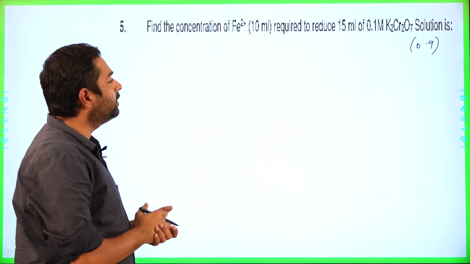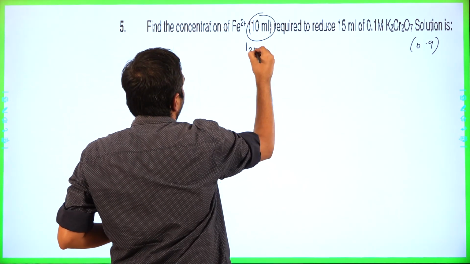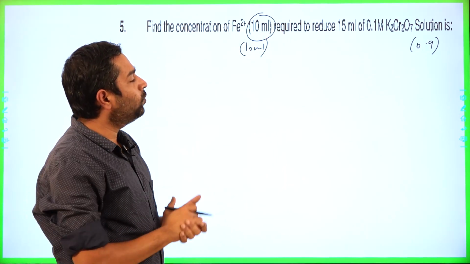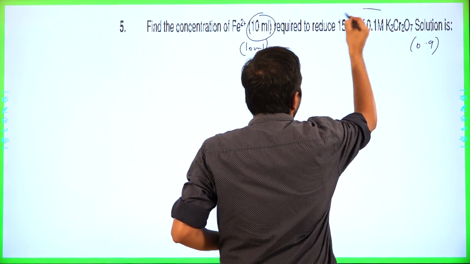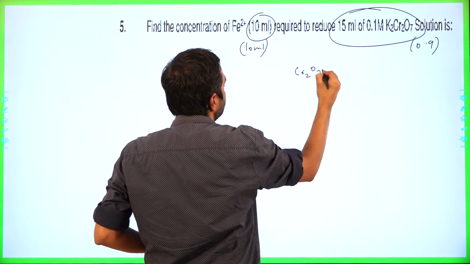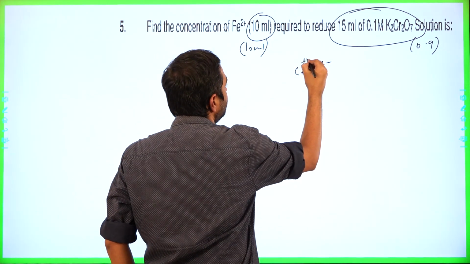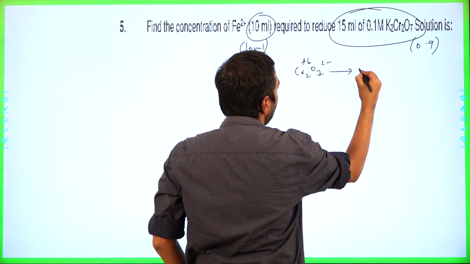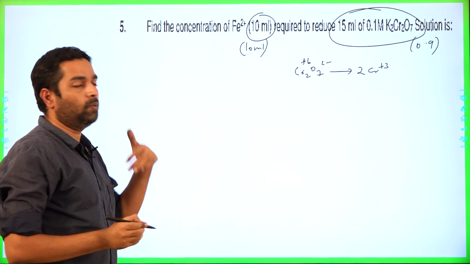Find the concentration of iron +2. 10 ml of iron +2 is what we have over here, required to reduce 15 ml of 0.1 molar K2Cr2O7 solution. So first of all, we have reduction of dichromate happening in this case. What is the reaction which happens? Cr2O7 2- has chromium in the +6 oxidation state. This dichromate becomes chromium +3.